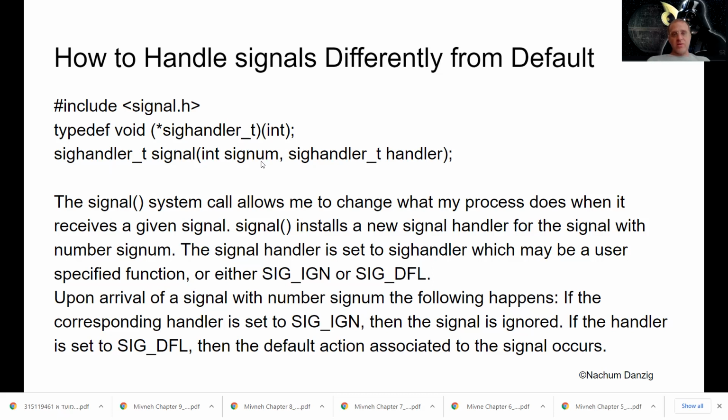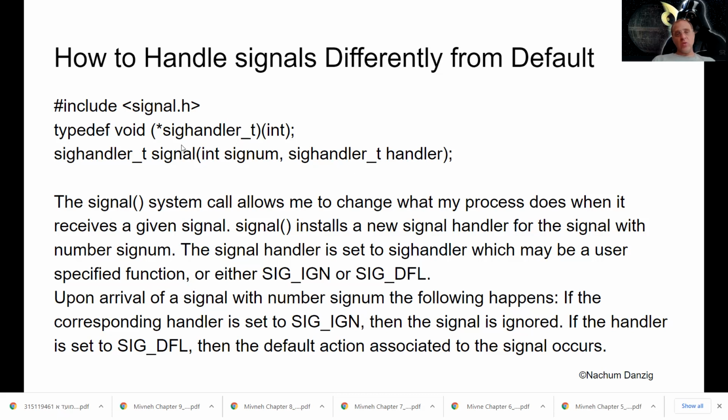The signal handler is set to whatever is defined in the second parameter, which could be a user-defined function, or it could be the keyword SIG_IGN or SIG_DFL. SIG_DFL means set it back to the default value. SIG_IGN means when that signal comes, ignore it. I don't want to handle that signal. I want you to ignore that signal when it comes.